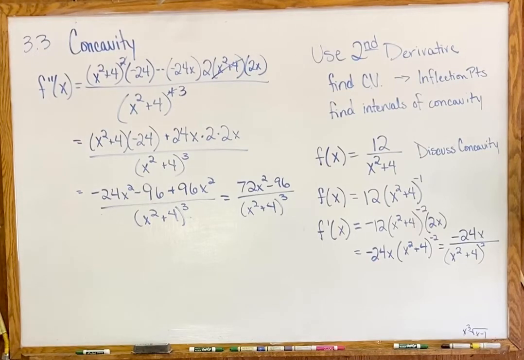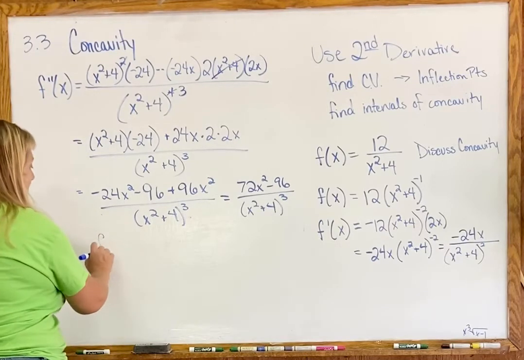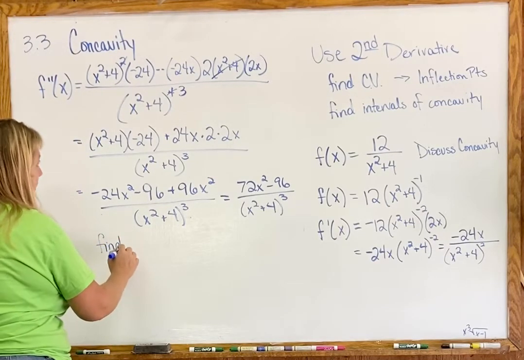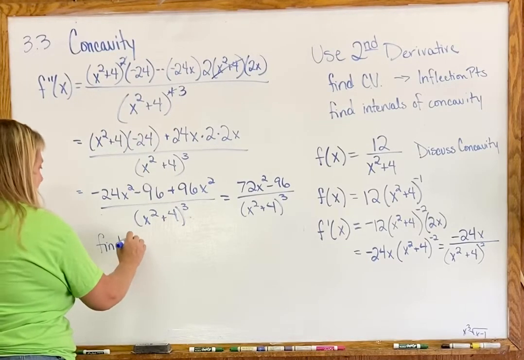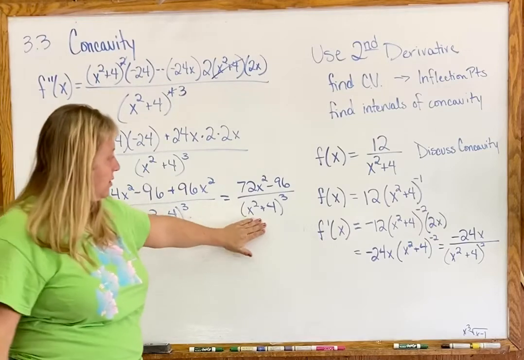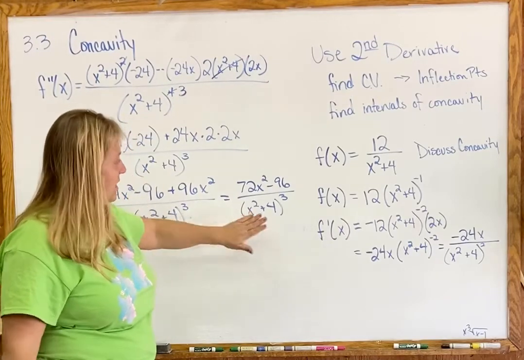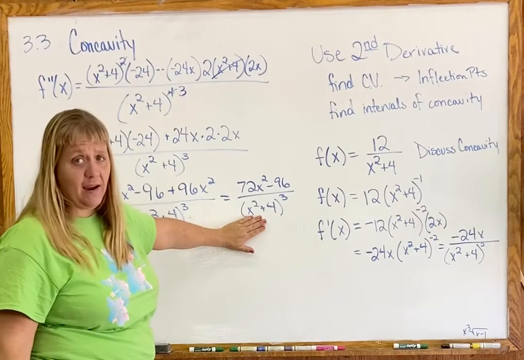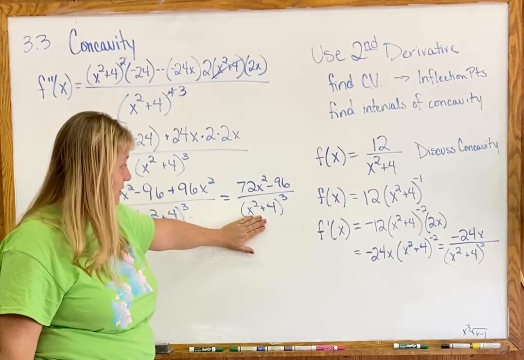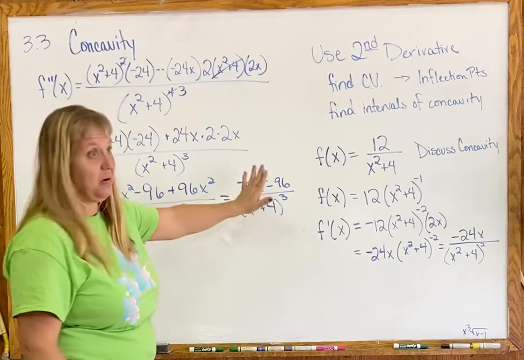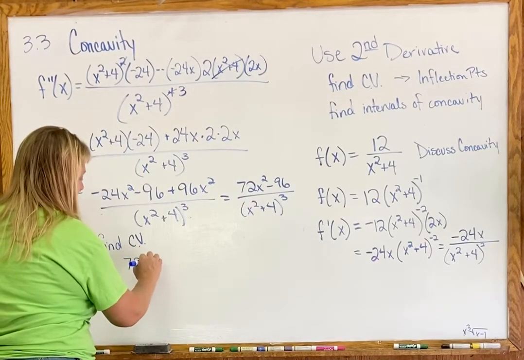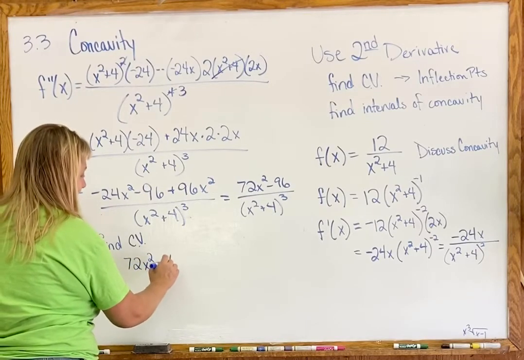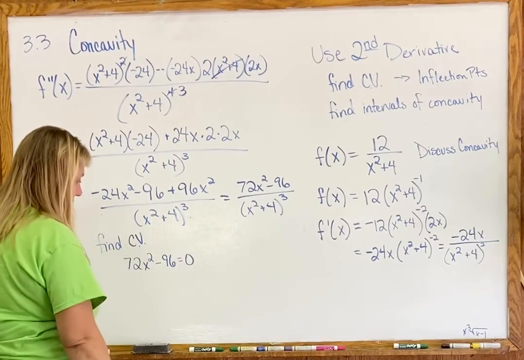Okay, now we're going to look for these critical values, but this time, remember, this is going to be inflection points, not minimums and maximums. So find the critical values. Now remember, we're always supposed to look at the denominator, but notice in this denominator, is there anywhere that this could ever equal 0 or even be negative? There's not, is there? So we actually don't care about the denominator. It's not affecting us at all. So what we really need to do is just 72x squared minus 96 equals 0.